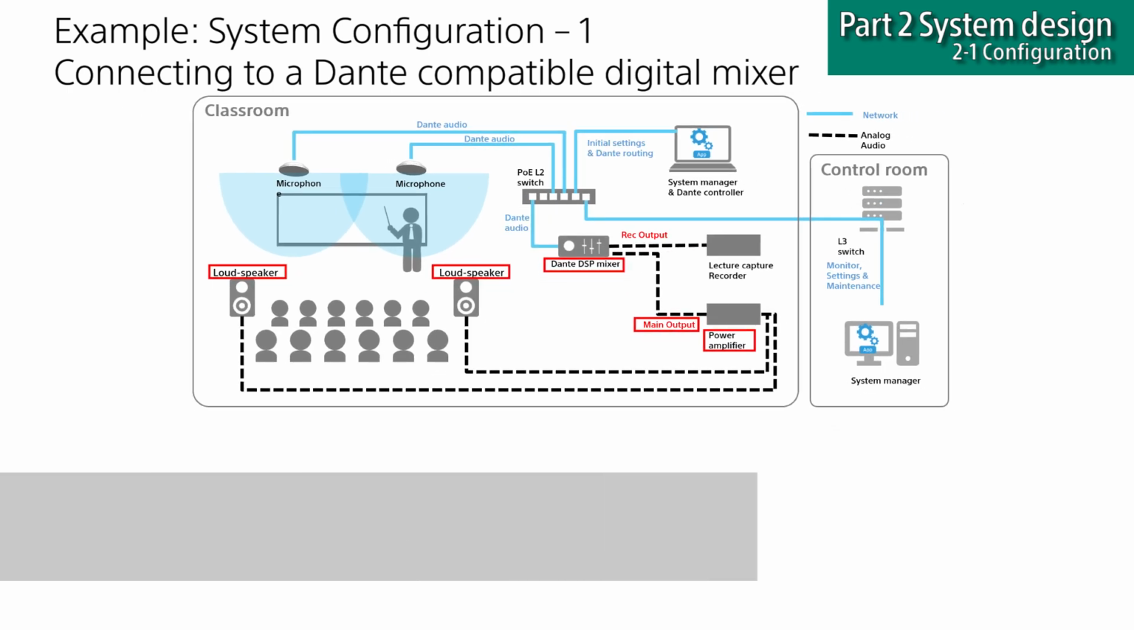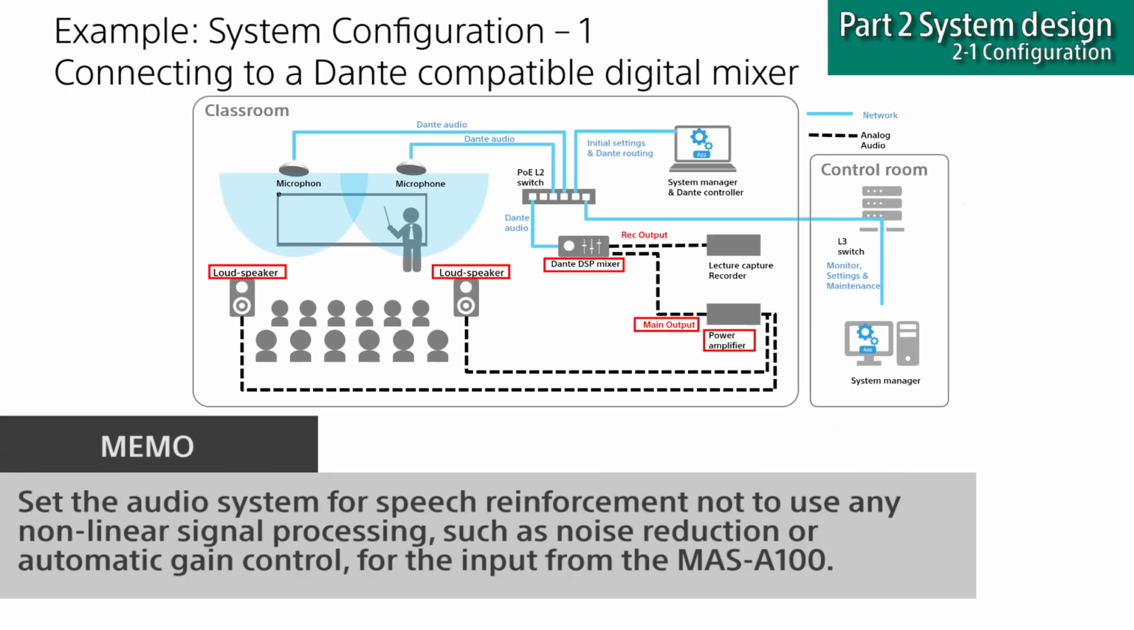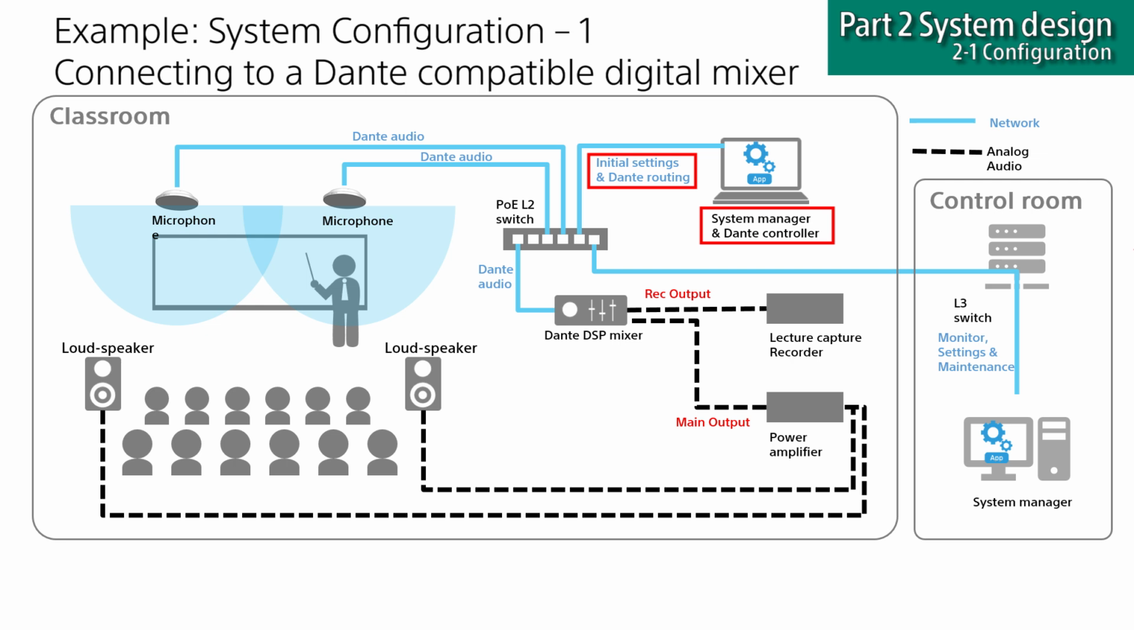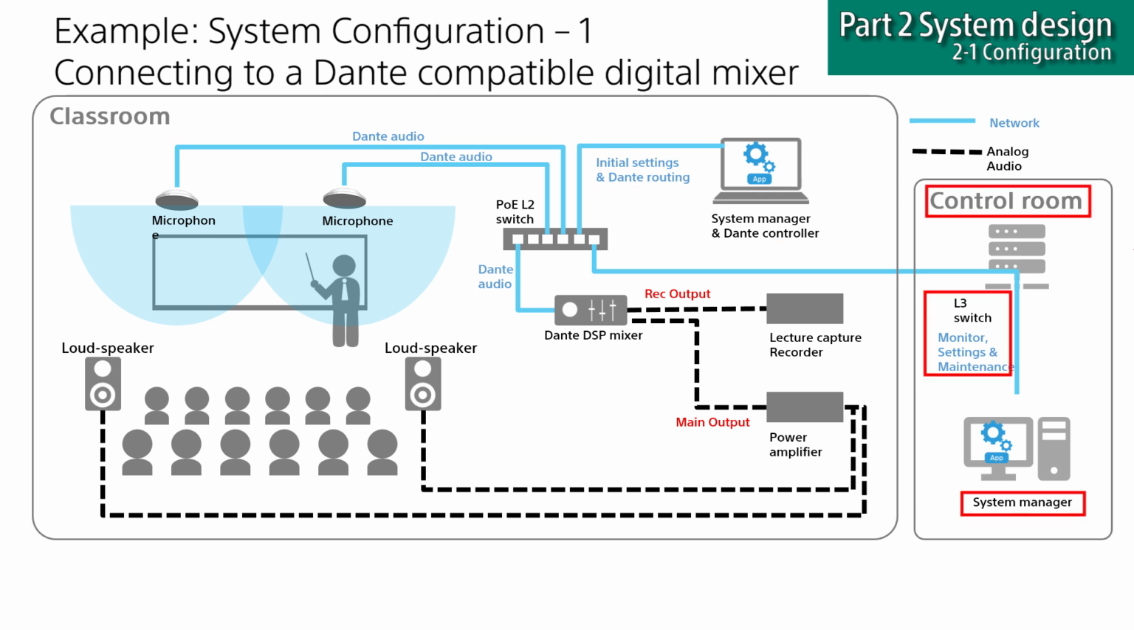Please keep in mind, set the audio system for speech reinforcement not to use any non-linear signal processing such as noise reduction or automatic gain control for the input from the beamforming microphone. When you do the initial setup, including the microphone discovery on the network, the operation PC has to be connected to the same segment. That means the same layer 2 network. After the initial setup, you can move the operation PC to your control room where the IP address is accessible beyond the layer 3 switch.